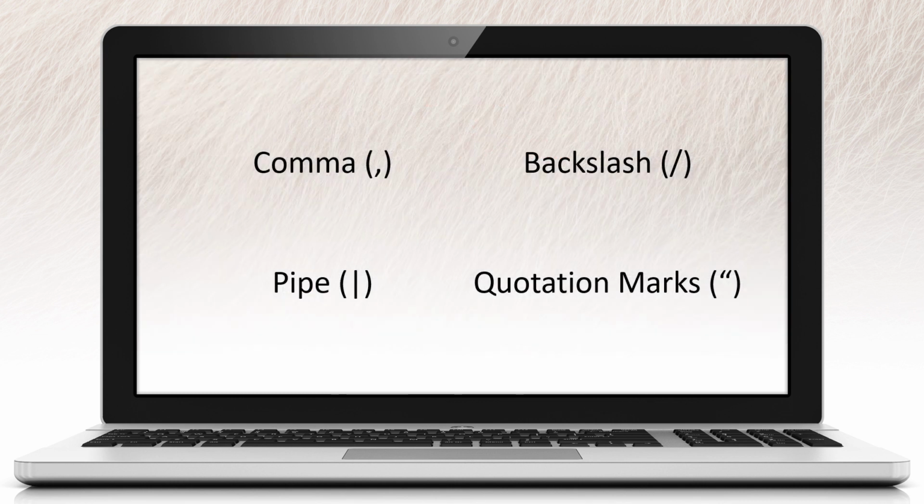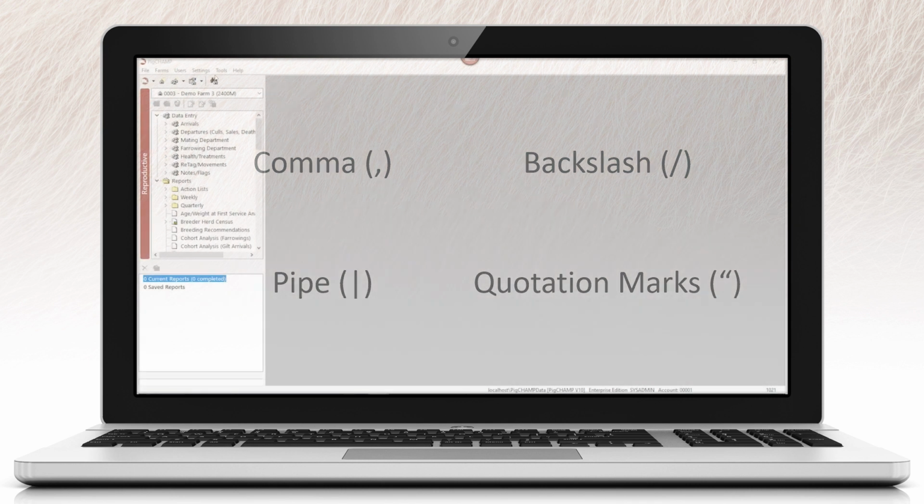With the introduction of the mobile app and future API logic, we've had to make some changes to the database related to the characters that can be used for animal identities and the items defined within the lookup item management. The following characters can no longer be used.